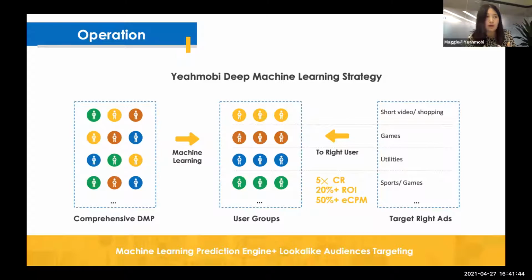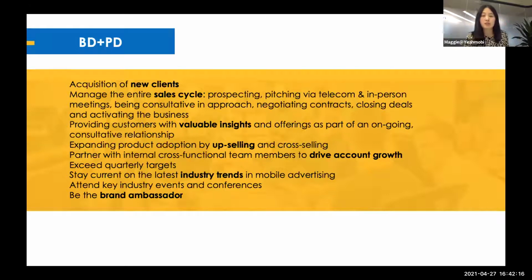Like if I'm a woman in China and I would like to buy some things on e-commerce, and I have already installed Taobao on my mobile phone, we basically would like to display a similar app to me. That is how our deep machine learning strategy works. And for our BD and PD, we basically take charge of the new clients, and we develop some potential clients and provide them with our services and solutions to help them with global user acquisition.